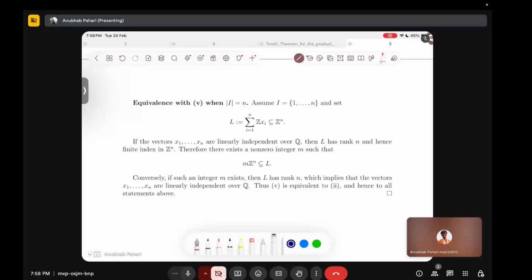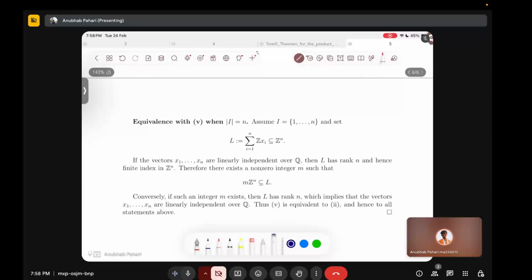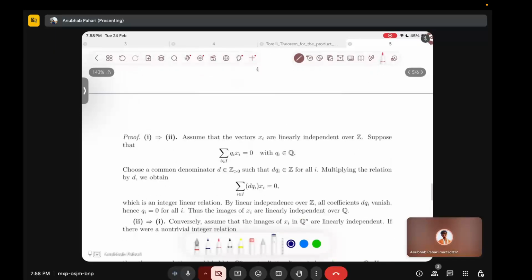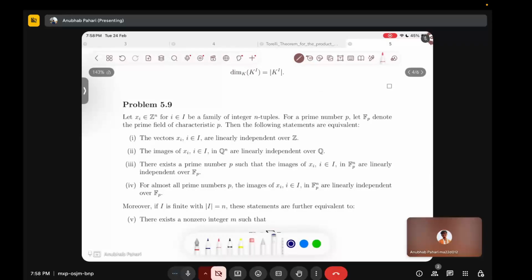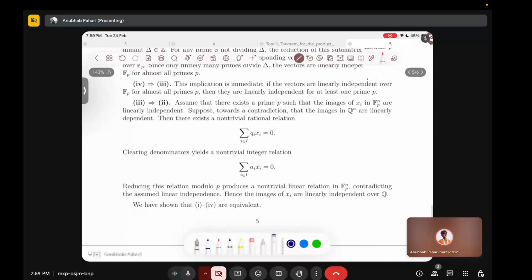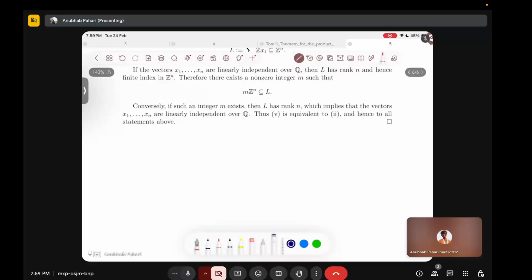and conversely if such an integer m exists, then L has rank n, which implies that the vectors x1 to xn are linearly independent over Q. Thus what we have shown is that 5 is equivalent to 2, that is the images of xi in Q to the power n are linearly independent over Q. So we have shown this case also. So we are done.